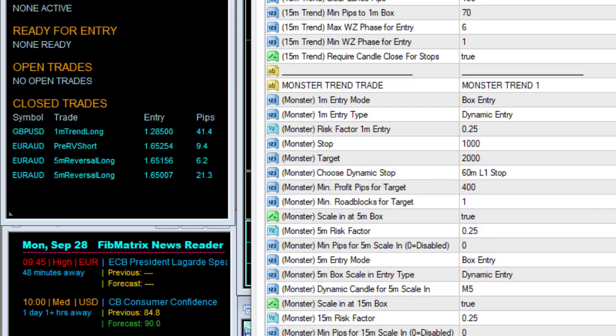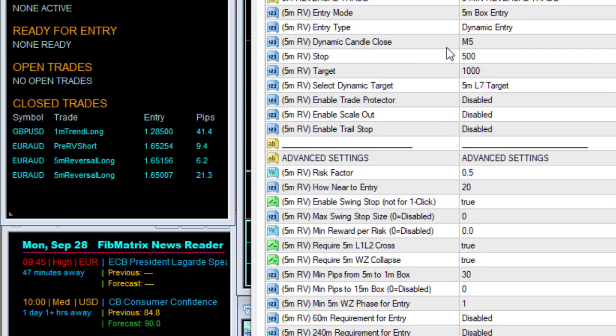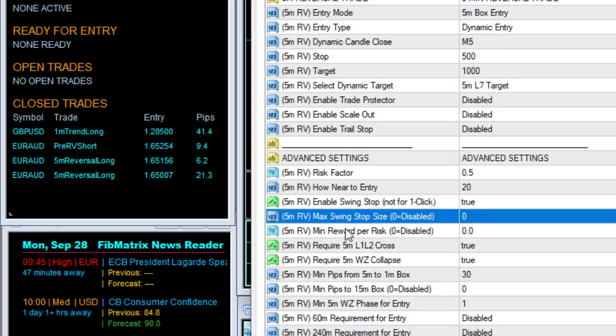Second thing is on the reversals, so the 5 minute, 15 and pre-reversal. Here's what I've done with the reversals. A few things. This is a swing stop kind of section. Here's the max size. So you can set it to 0 if you just will take any reversal that comes your way. But this one will bypass a reversal where the swing stop is larger than whatever you set here. So a lot of people say, hey, just take any reversal and put a 20 pip stop on it. That way you know you don't go past 20 pips.